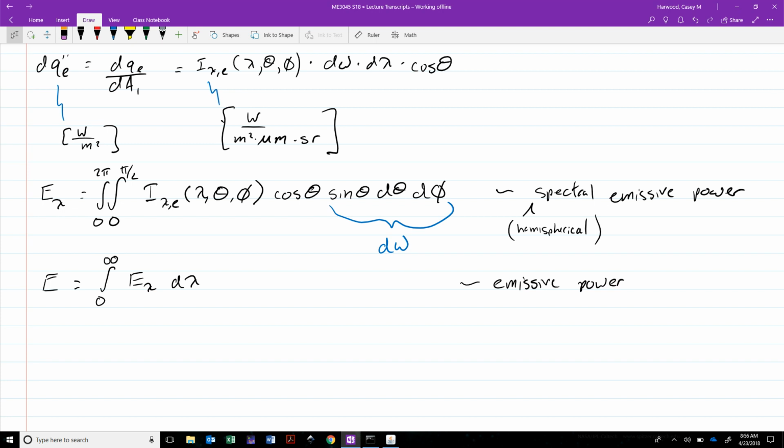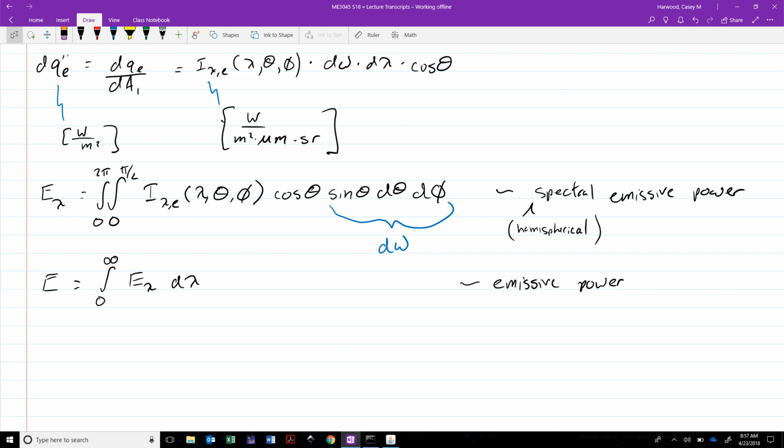But as heat transfer people, we're usually interested not in how much radiation is being cast off in some particular direction, but how much total radiated energy is being cast off, because that's how we do the bookkeeping for the total energy in and total energy out. That's going to allow us to do our energy balances.